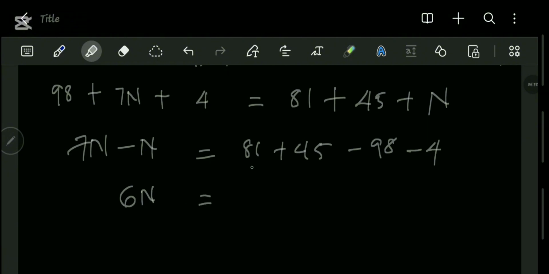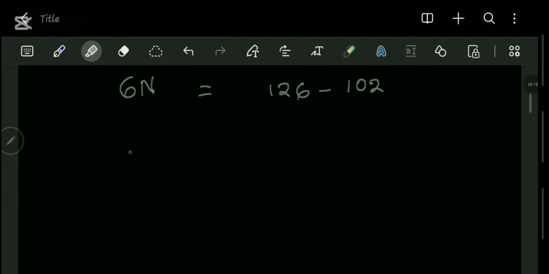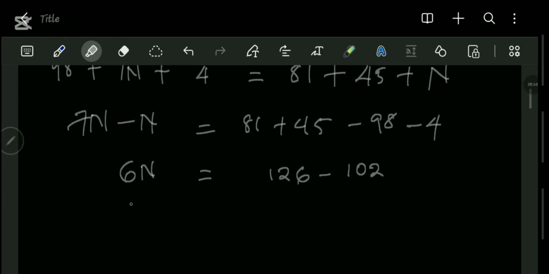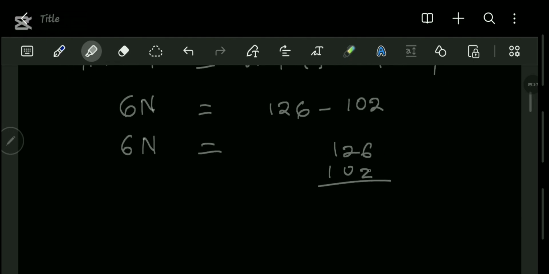And that's equal to, when you add this together, 81 plus 45 is 126. Then minus 98 minus 4, that's minus 102, right? All right, so when you have that, 6n is equal to 126 minus 102, which gives you 24, right?